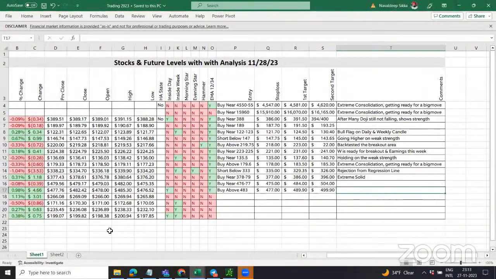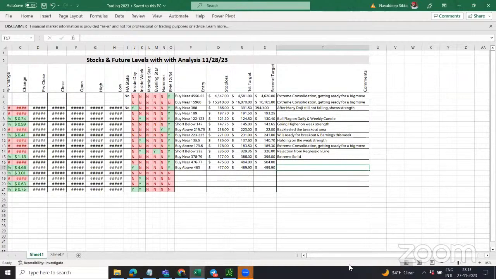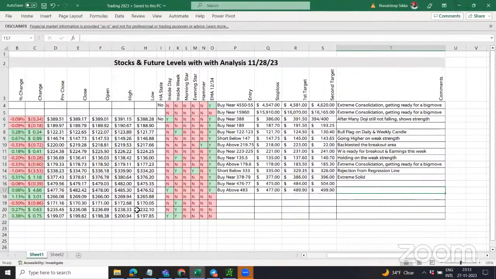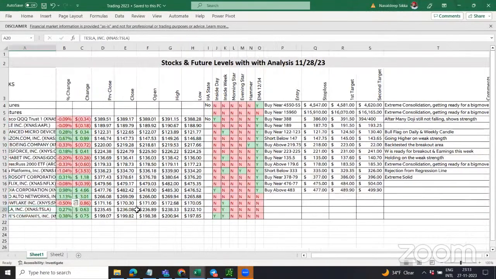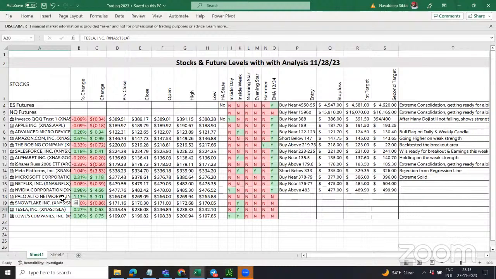Then I have Palo Alto. I'm not going to do Palo Alto for now because it has already moved really solid. Instead, I'll leave it for now. We'll come back and see.